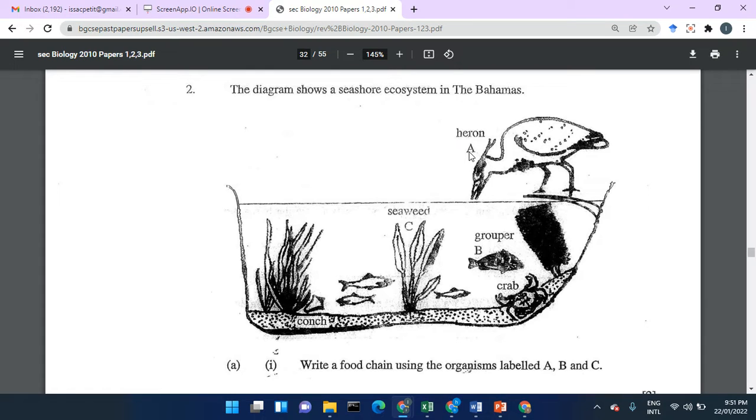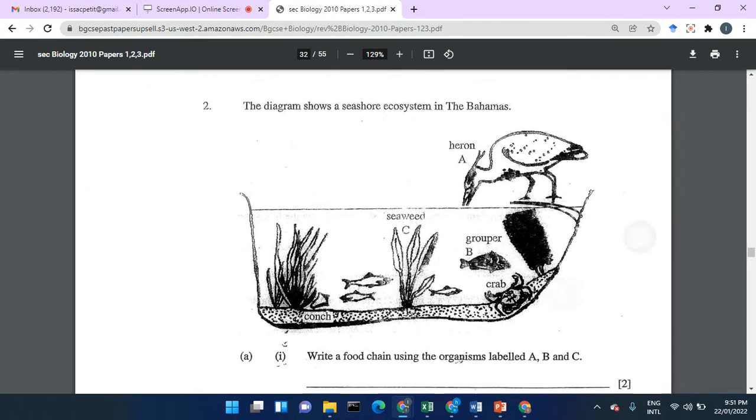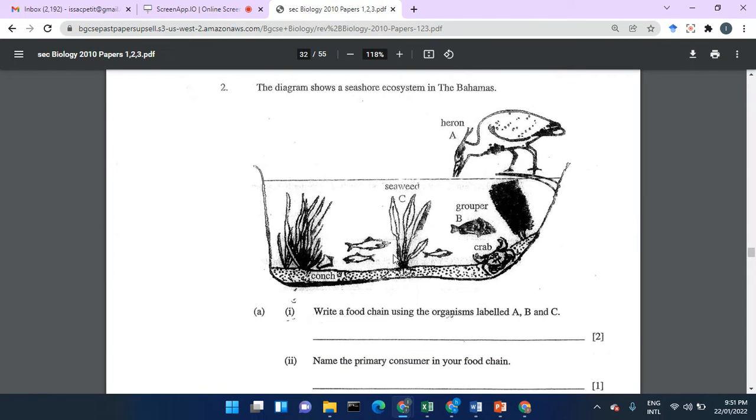We want to answer the following questions based on this diagram, and also based on the concepts related to this diagram. The first question, part A I, states: write a food chain using the organisms labeled A, B, and C.